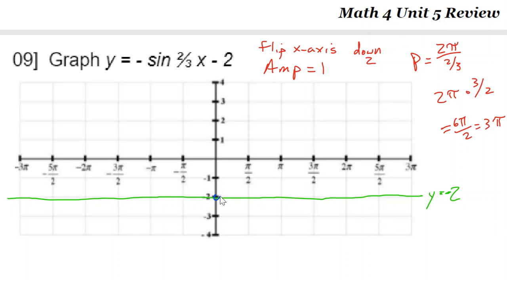Since this is the sine, we're starting right on the midline. And let's see now, we are flipping. Well, first of all, our period is 3 pi, so we're going to stretch all the way out to here. We're going to cross it halfway. But instead of going up and down, we're flipping on the x-axis, which means we're going to go down, amplitude of 1, and going to go up, amplitude of 1.